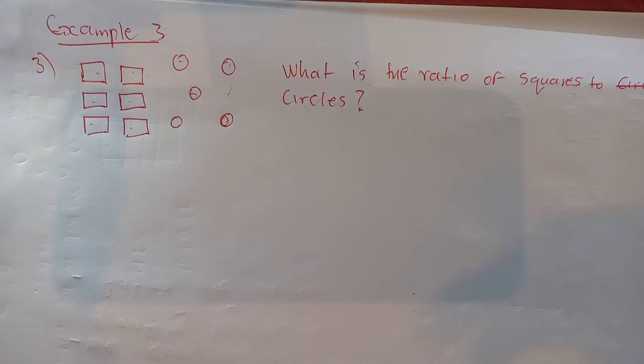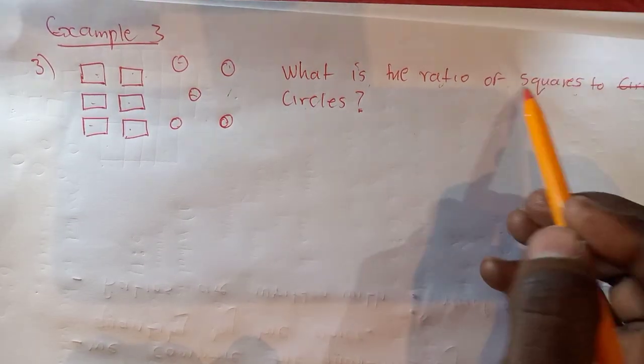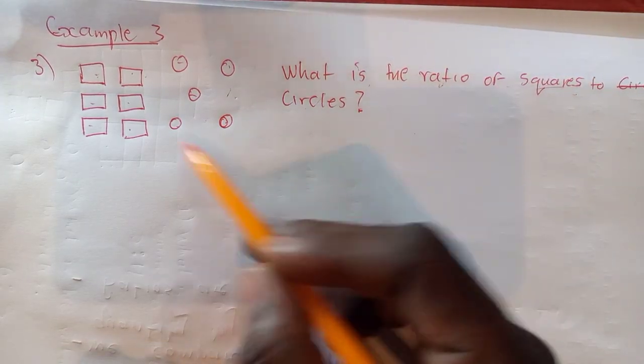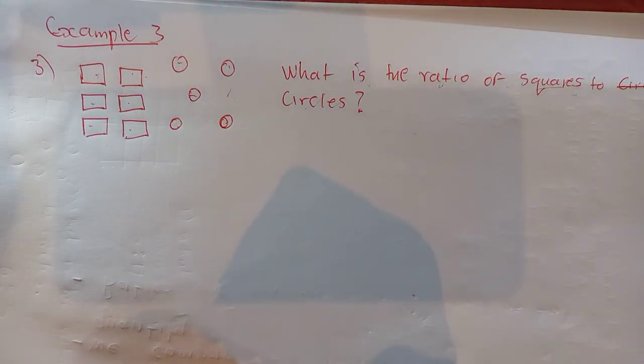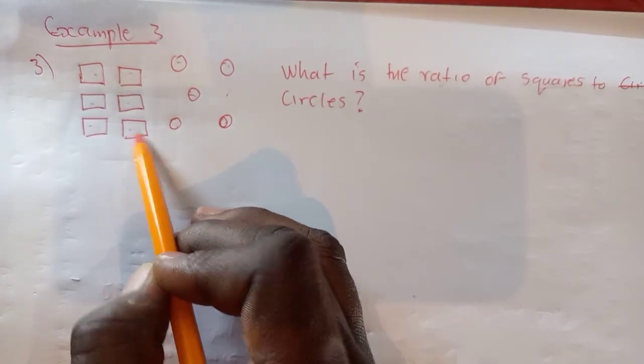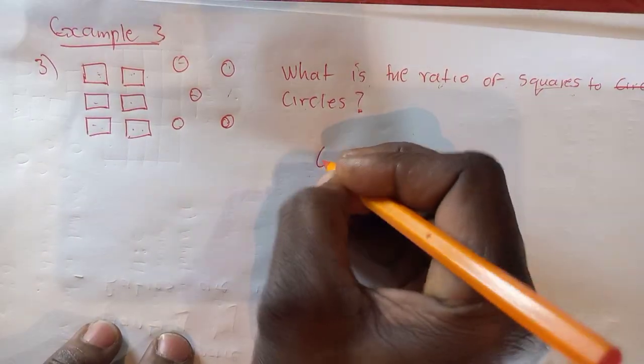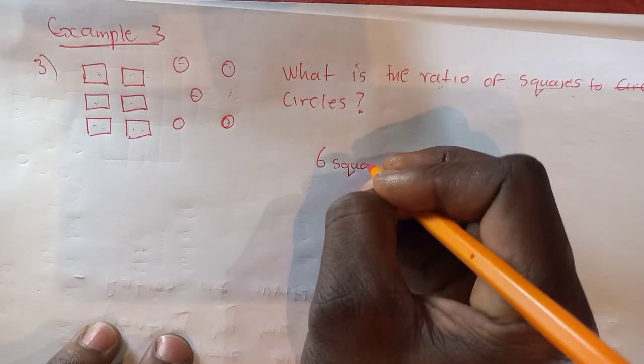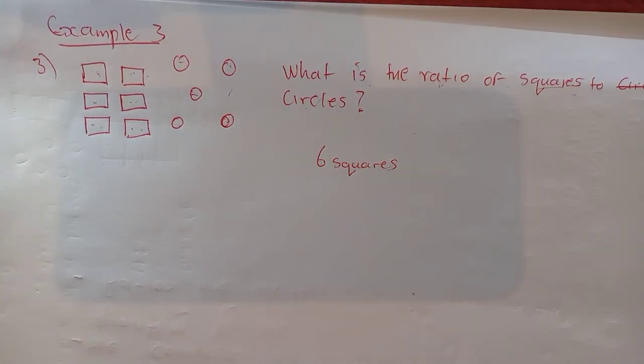So we are comparing squares to circles, the number of squares to the number of circles. Here they've started with the ratio of squares, so we start with the number of squares. How many squares do we have? We have 1, 2, 3, 4, 5, 6. So we have 6 squares.